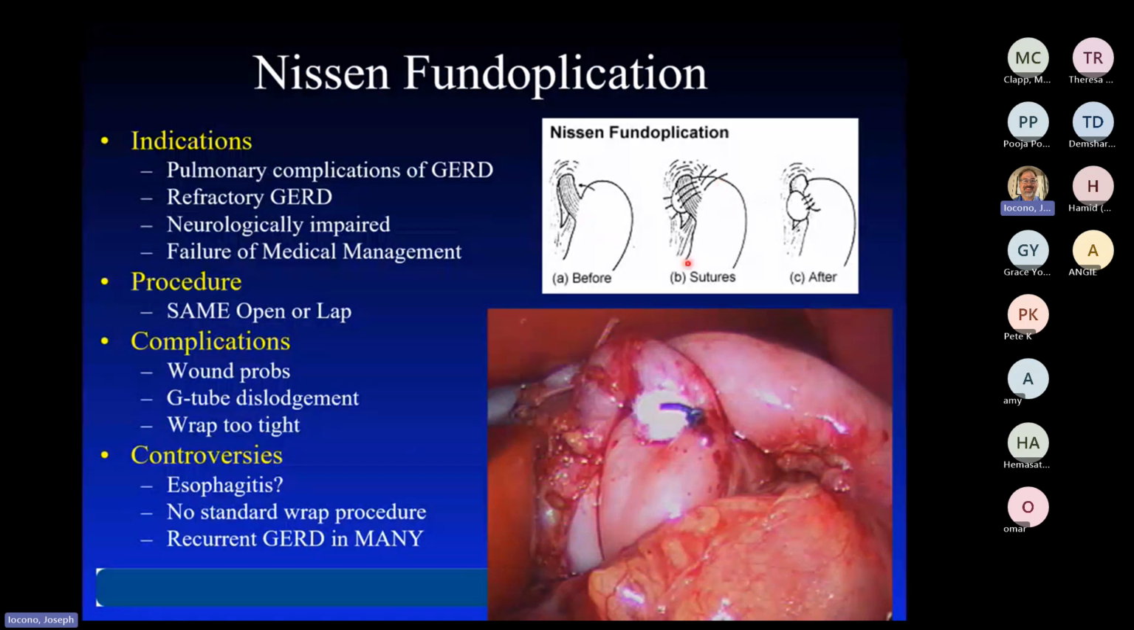We do a posterior 360-degree wrap. I do pledgets on mine because as the kid grows, this is going to try and stretch. The part of the operation that reduces the reflux is not the wrap at all, which is why there are Dor, Thal, Toupet, all these different wraps, Nissens. The operation is increasing the length of the intra-abdominal esophagus, and then the wrap just keeps it there.